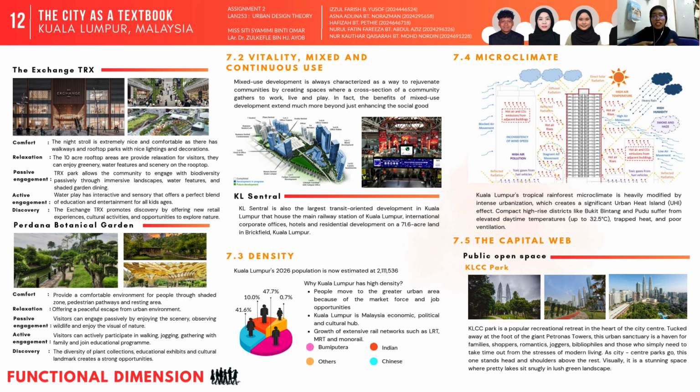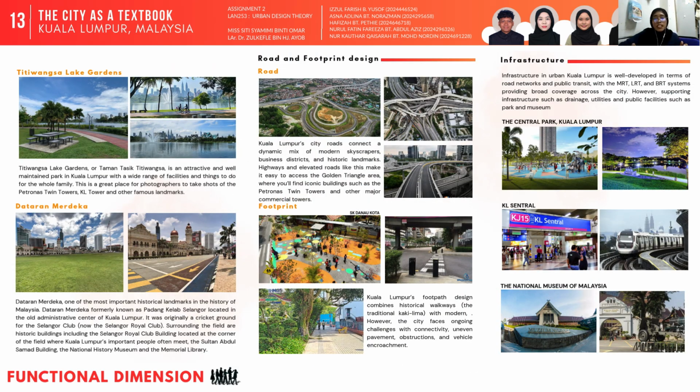Public open space in Kuala Lumpur is KLCC Park. That demonstrates the concept of the capital web by providing an important public open space that connects people with nature while supporting recreational and social interaction in the city centre. Another open space in Kuala Lumpur is Titiwangsa Lake Gardens, or it is called Taman Tasik Titiwangsa. It is an attractive and well-maintained park in Kuala Lumpur with a wide range of facilities and things to do for the whole family.